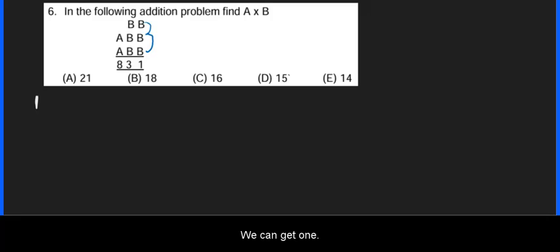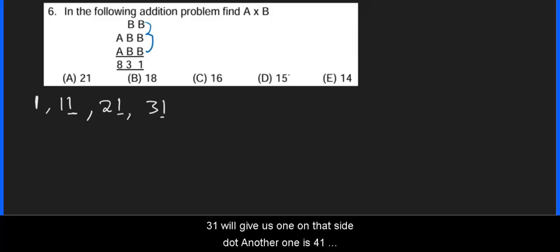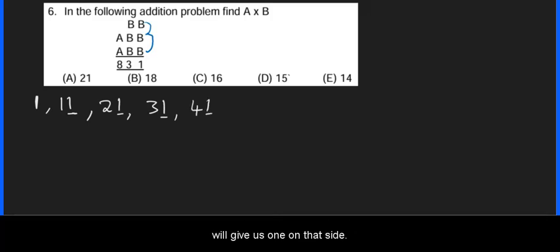We can get 1. The next one we have got is 11. 11 will give us 1 on that side. Another one we have got is 21, which will give us 1 on that side. Another one is 31, and another one is 41. So let's start with the first one. If B is 1, then 1 plus 1 plus 1 is going to give us 3. So this one will not work. Let's eliminate that.